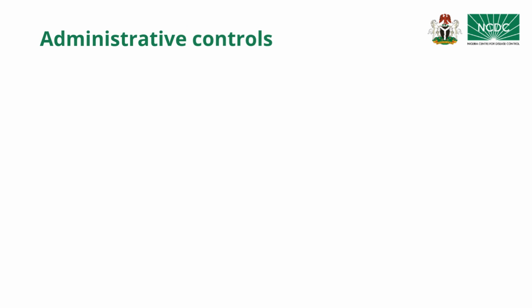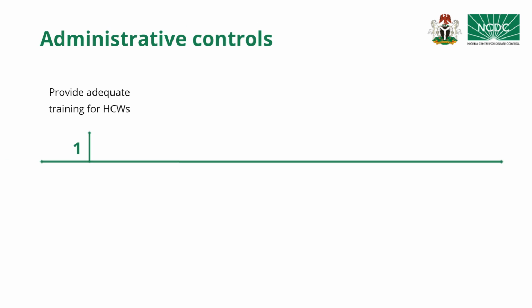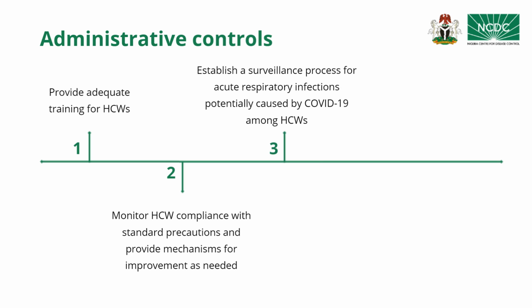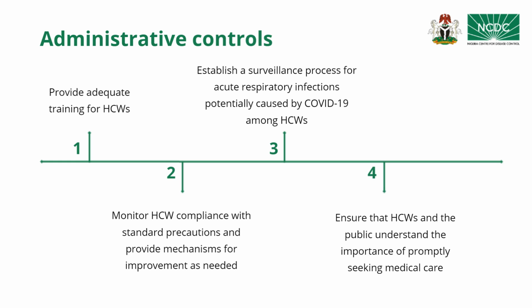The following administrative controls are important. Adequate training must be provided for all healthcare workers in the health facility. Monitor healthcare workers' compliance with standard precautions and provide mechanisms for improvement as needed. Establish a surveillance process for acute respiratory infections potentially caused by COVID-19 among healthcare workers. Ensure that healthcare workers and the public understand the importance of promptly seeking medical care, and ensure adequate patient-to-staff ratio.